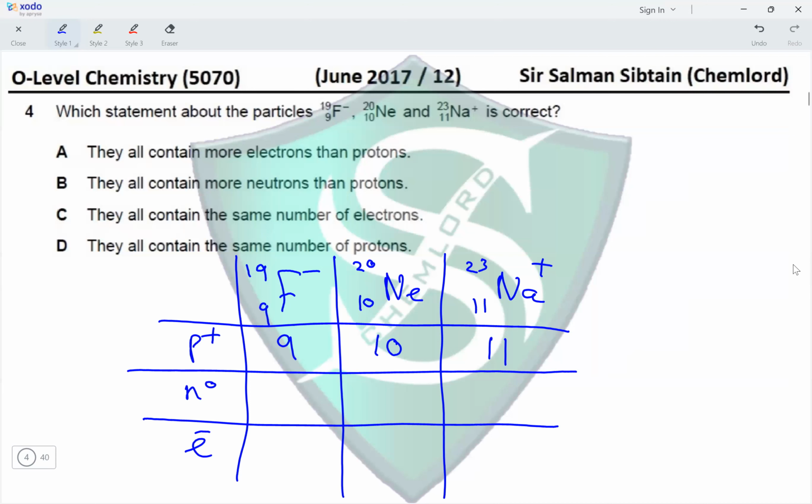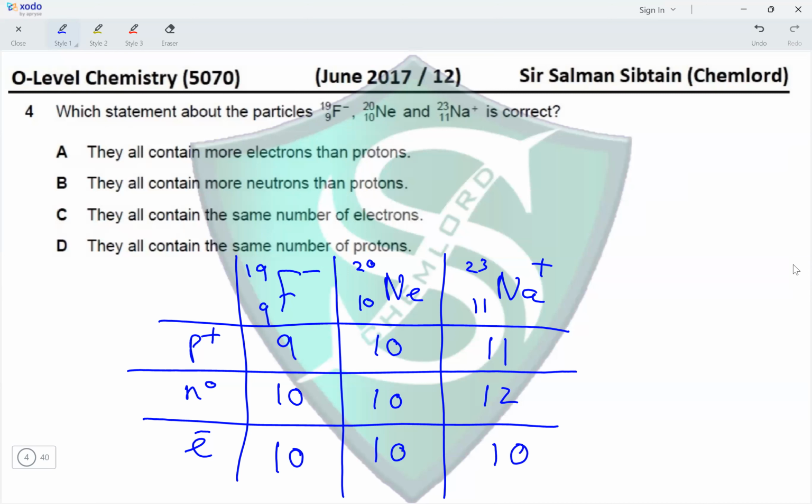So 19 minus 9 gives us 10. 20 minus 10 gives us 10, and 23 minus 11 gives us 12. So these are the neutron numbers, and the number of electrons is the proton number accordingly adjusted for the charge that is present. So fluorine has a negative charge, so 9 plus 1, 10. Neon, we have 10, and sodium has 11 and a positive charge, so 11 minus 1, 10. So now we have the particle numbers for each of the species provided.